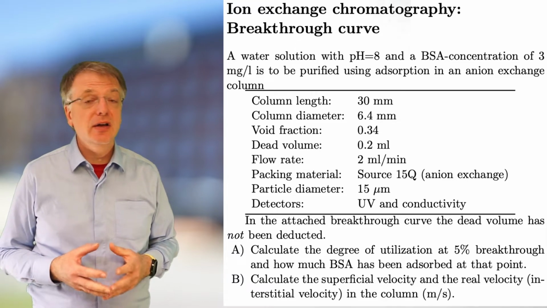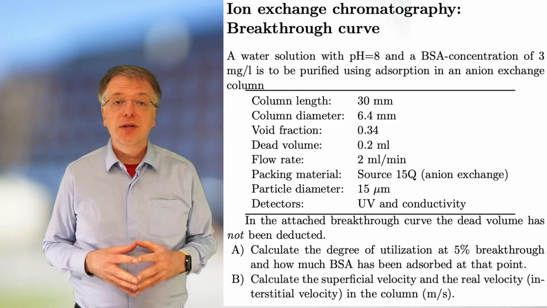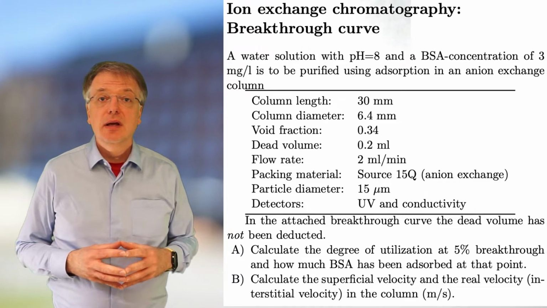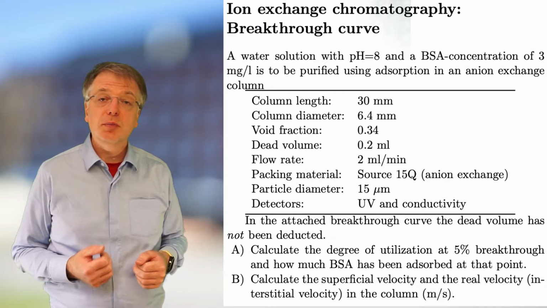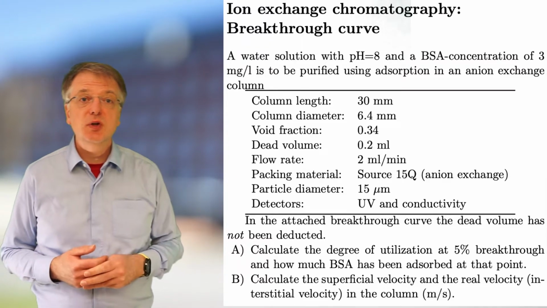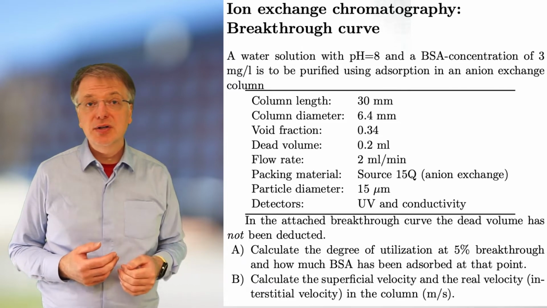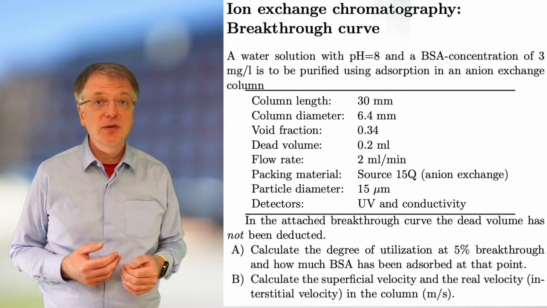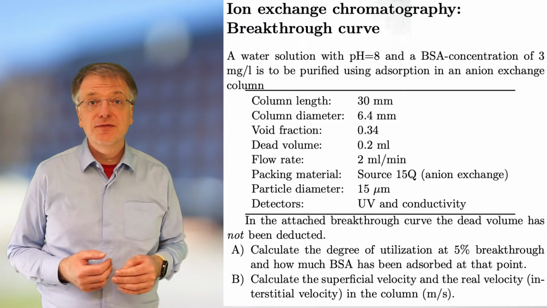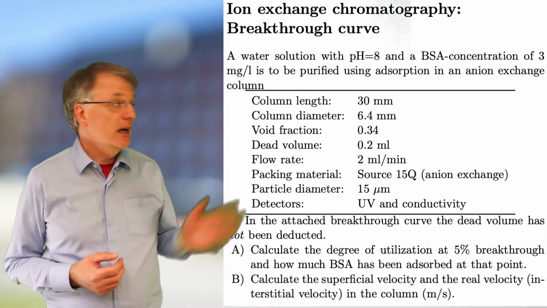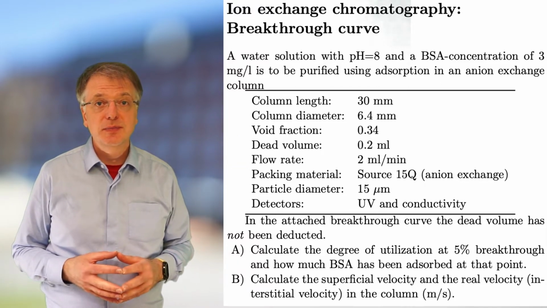adsorption in an ion exchange column. The column length is 30 millimeters. The column diameter 6.4 millimeters. Void fraction 34%. Dead volume 0.2 milliliters. Flow rate 2 milliliters per minute. The packing material is source 15Q for ion exchange. The particle diameter is 15 micrometers, and UV detectors and conductivity detectors were used.